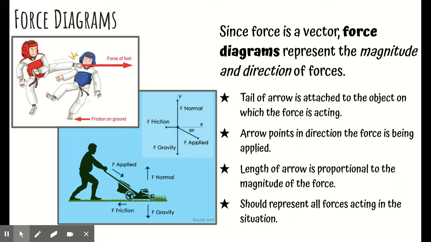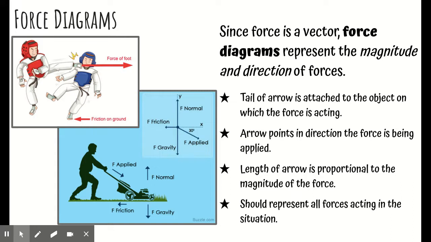So when you're asked for a force diagram, you want to give what's in this little light blue section there. The tail of the arrow is going to be attached to the object on which the force is acting. So if you draw a circle in the center or a square, it does not matter. The tail starts there. The arrow is going to point in the direction that the force is being applied, which is not always north, east, south, or west. It's sometimes at an angle. The length of the arrow needs to be proportional to the magnitude of the force, and it should represent all forces acting in that situation.